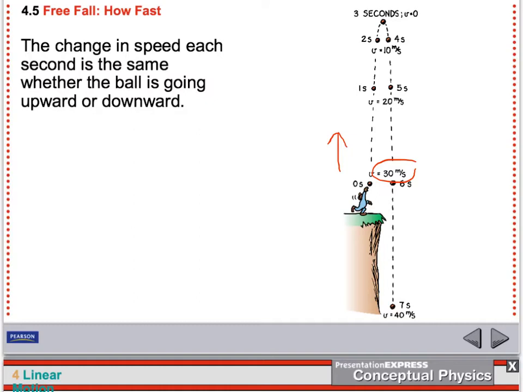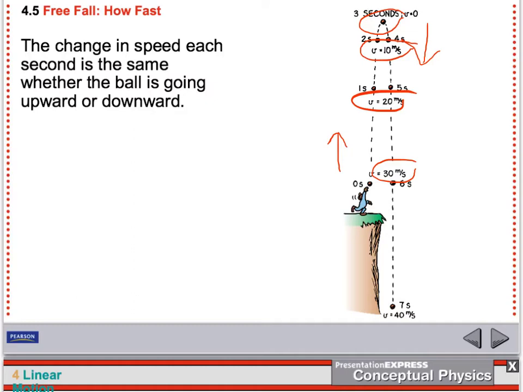So if it's traveling at 30 meters per second, a second later it's at 20 meters per second. After 2 seconds it's at 10. After 3 seconds, the velocity of that ball, the instantaneous velocity, is exactly 0. Then, as it starts moving back down, after 1 second of falling, the 4th second of this total throw, it's back at 10, then back at 20, then at 30. Right where you launched it, it's back at 30.